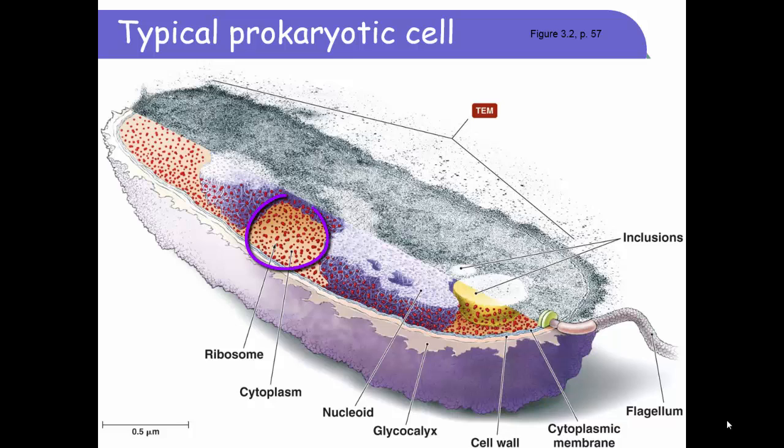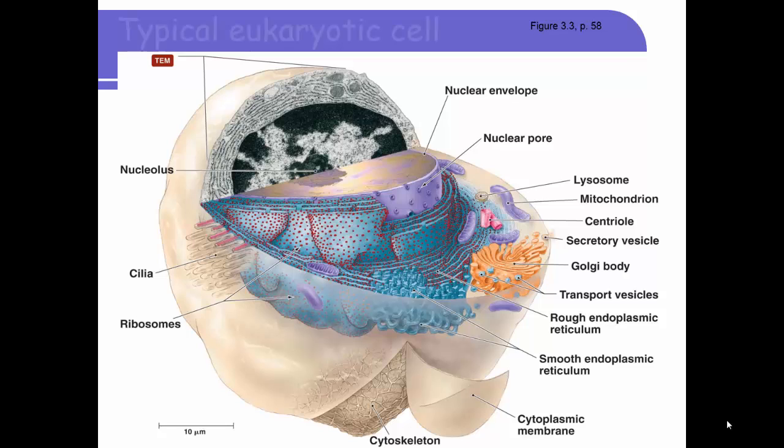We do have ribosomes, which are organelles, but they are not membrane-bound organelles. We'll have other inclusions and other structures, such as the flagellum, pili, fimbriae, others, cell wall, the glycocalyx. We'll talk about each one of these in detail.